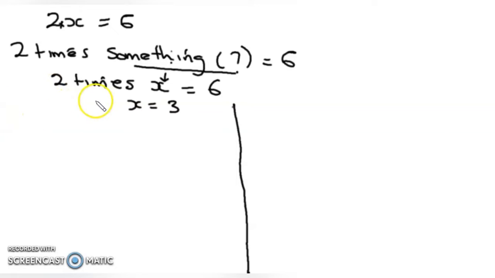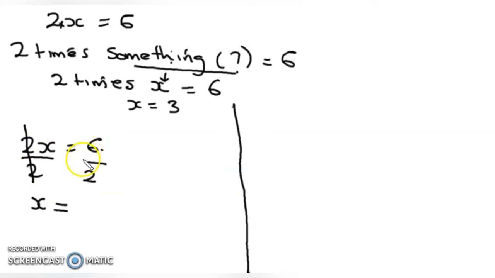So we're writing this. If we have 2x equals 6, the first thing we could do is to divide both sides of the equation by 2. In which case, the left hand side will cancel, leaving x. Looking at the right hand side, 2 will go into 6 3 times, so x equals 3.